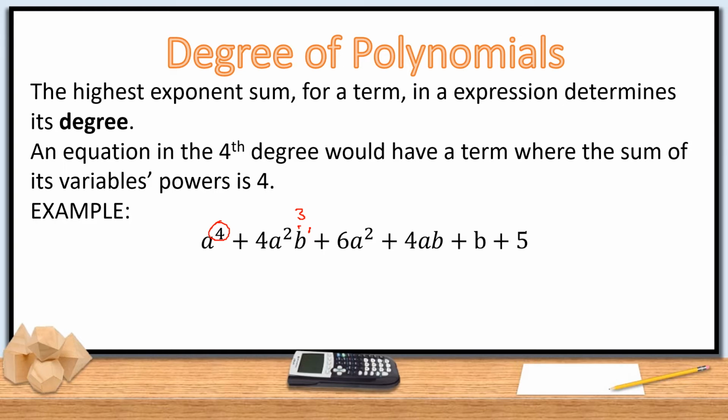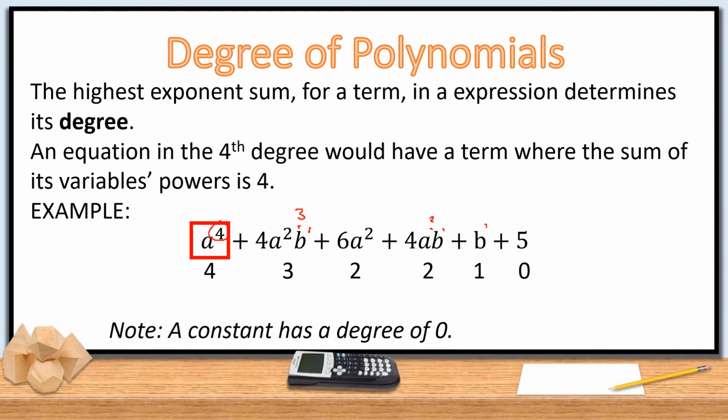6a squared, that's an easy one, 2. A to the power of 1, b to the power of 1, also a degree of 2. B to the power of 1, and then 5. So we'd have 4, 3, 2, 2, 1, 0. The degree of the whole expression is equal to the highest individual degree. So in this case, that would be the 4. So a to the power of 4 has a degree of 4, which means the whole polynomial or the whole expression has a degree of 4.